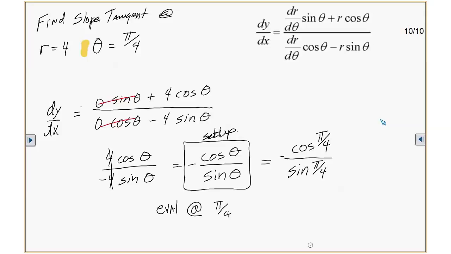I got a couple more examples, but I'd like to get to the length of the curve, just so I can have that under your belt. And then we'll work on some more examples on Tuesday.